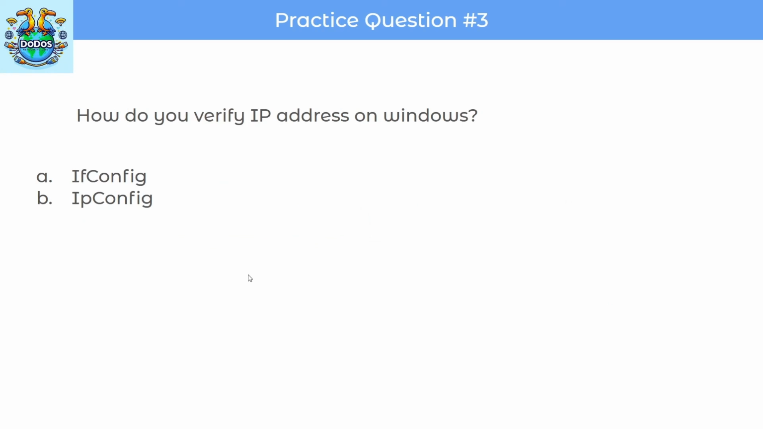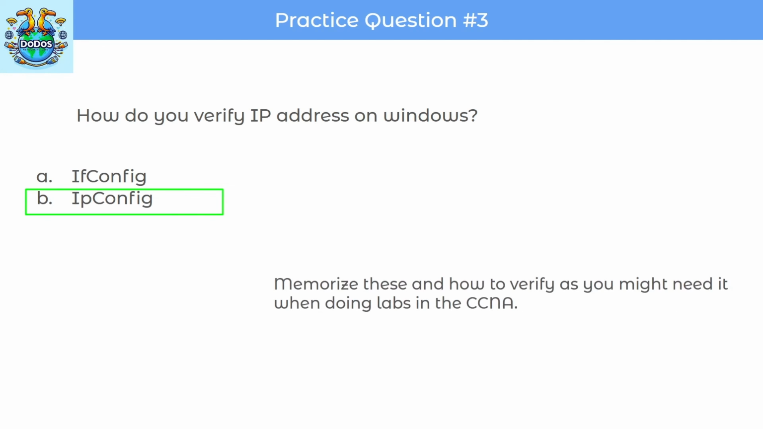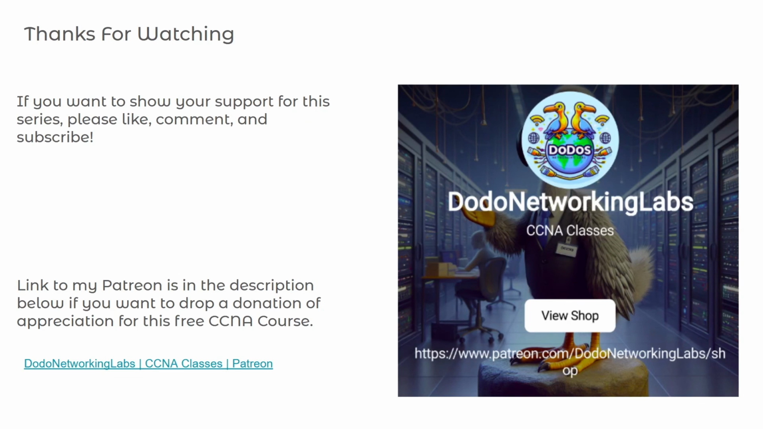Simple. Practice question 3. How do you verify an IP address on Windows? You need to know this part too. A or B? Answer is B. Remember, Windows has this where you need ipconfig. So remember that.